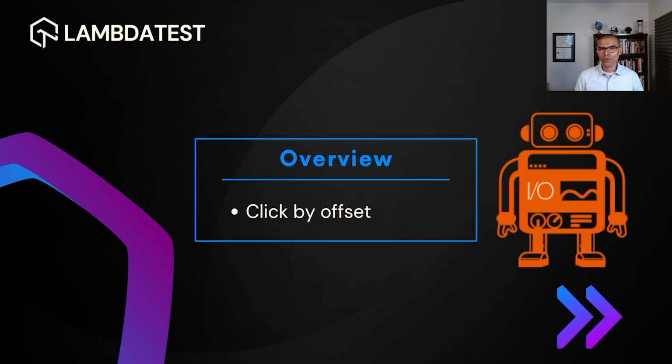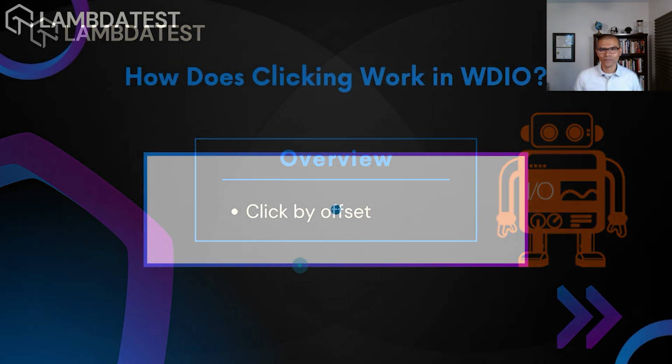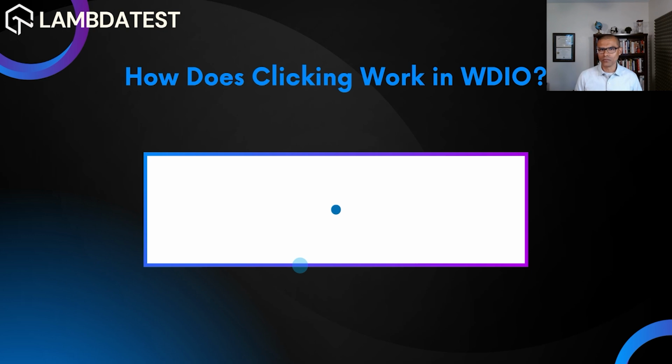So in this video, I'm going to show you how to click an element. It's not the typical click that you may be thinking of. We're going to learn how to click an element given an offset. In other words, we're going to click a certain area of the element. Let's dive in. So how does clicking work in WebdriverIO?